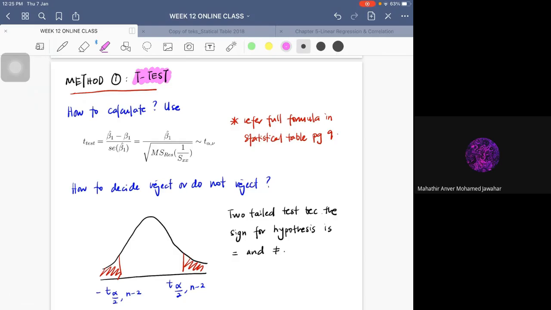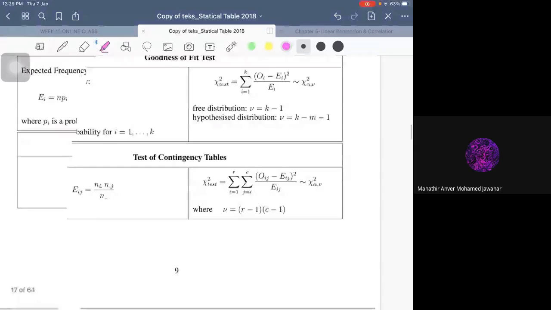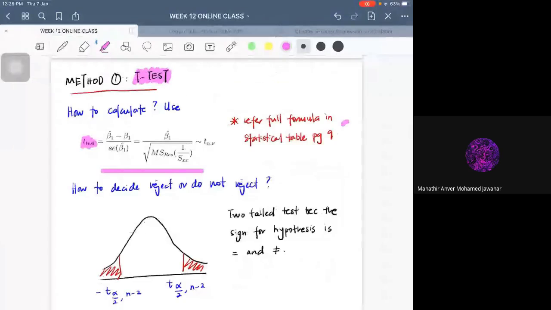So how do you calculate the test statistic, which we call the t-test? By using this particular formula, which you can find in the statistical table on page number 9. So refer to the full formula on page number 9. For a t-test, what components do you need?